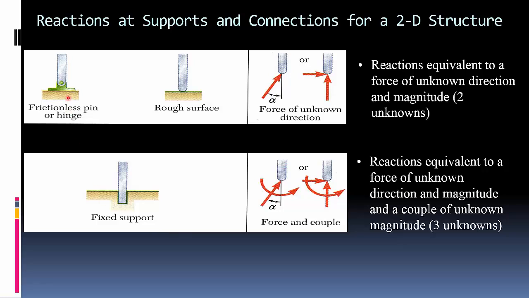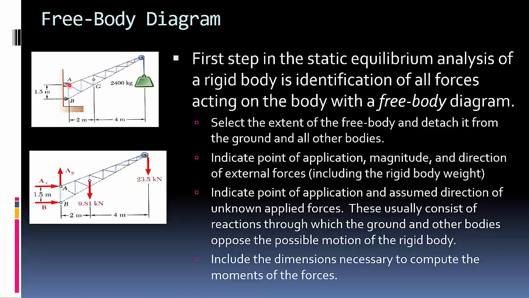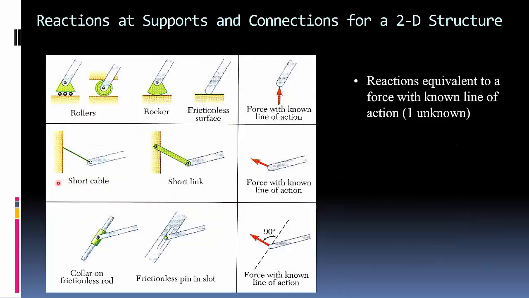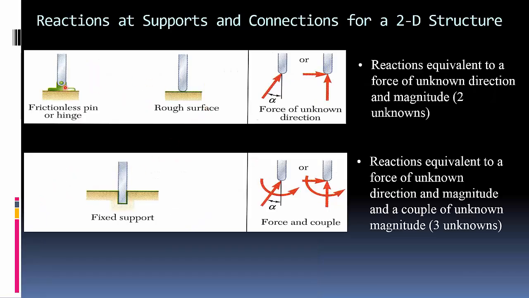So consider a pin. Going back here, this was a pin, right? So what does that pin do? It keeps it from falling up or down, and it also keeps it from going left or right. So it has 2 unknowns. So you have a pin. You also have a rough surface. So it just means it sticks to the surface.